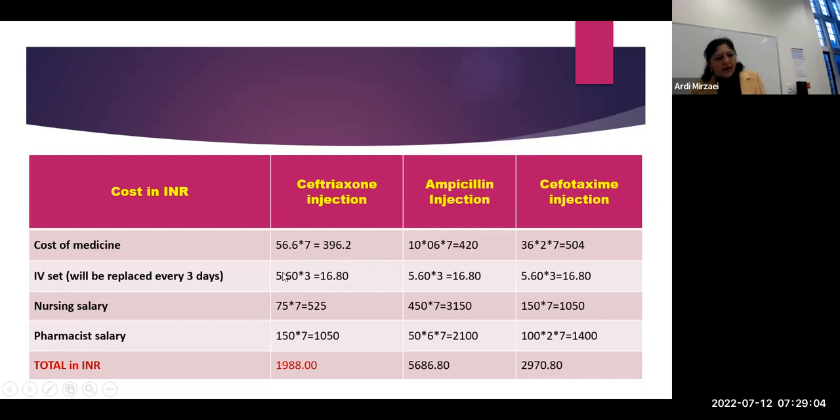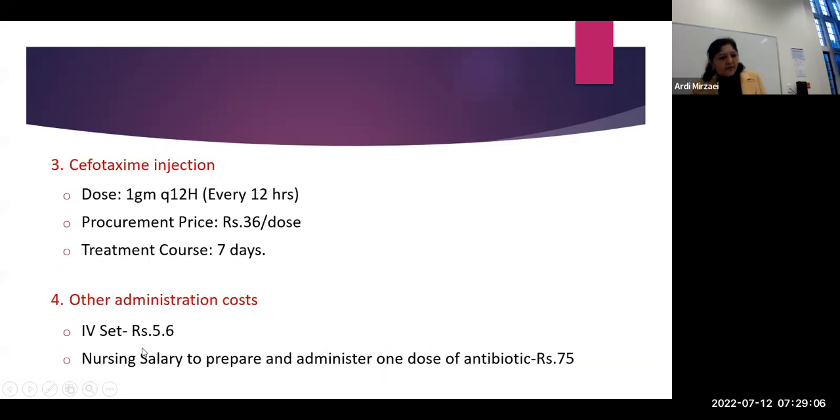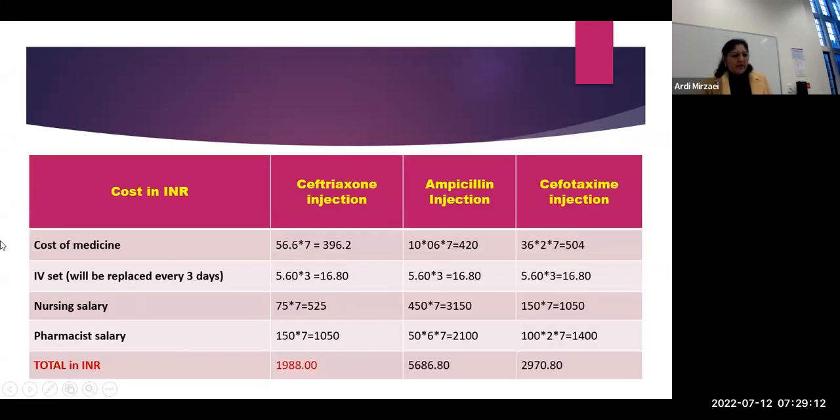Then the IV set is costing 5.6 rupees. The IV set will be replaced every 3 days. So he's there in the hospital for 7 days, so 3 sets we can assume. So 5.6 into 3 is 16.8.